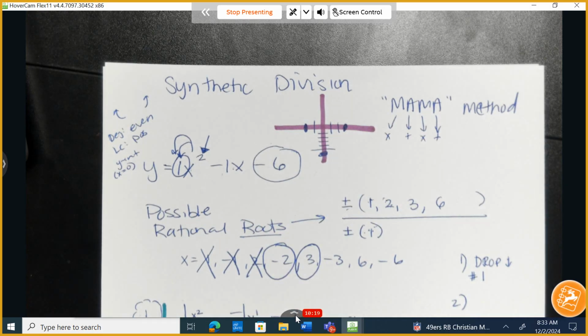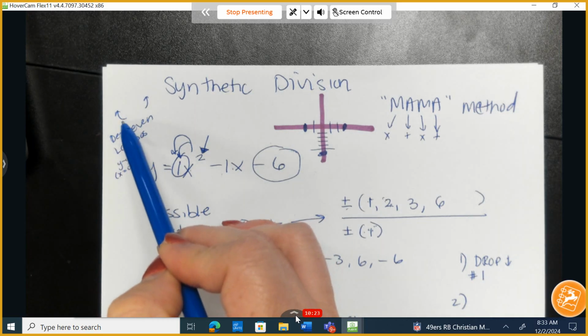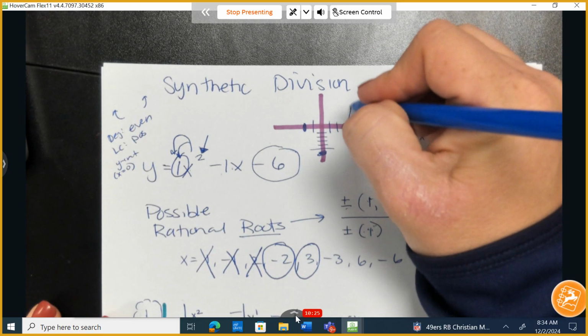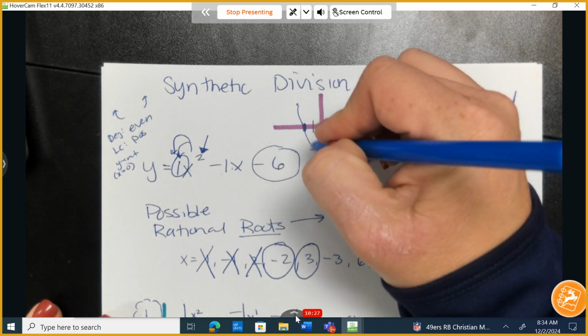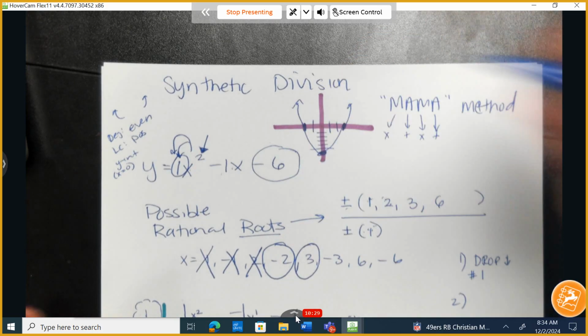So come down here to negative 6 and make a dot. Now, we already said it's going to be up on the left for end behavior and it's going to be up on the right. So watch. Up on the left, up on the right, come down here, and we are done.